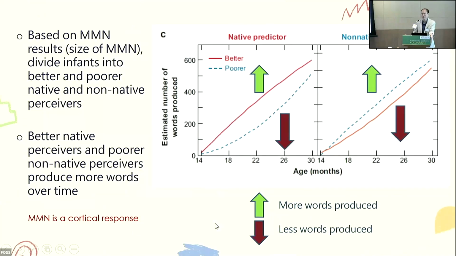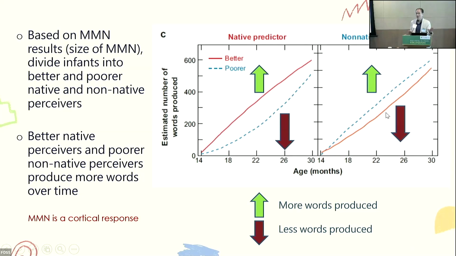And in fact, they have data suggesting that. So children who were better native perceivers, their language development, in this case vocabulary, is better. Okay, if they pay attention to the non-native sound, their language development is not as good.